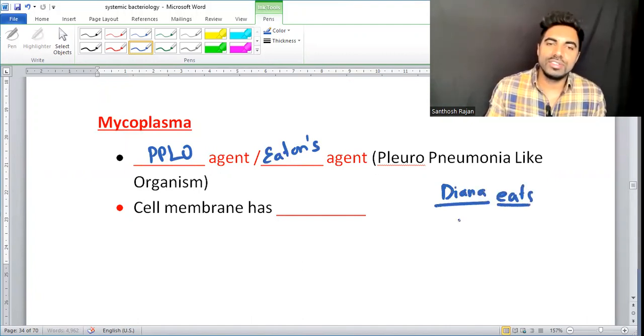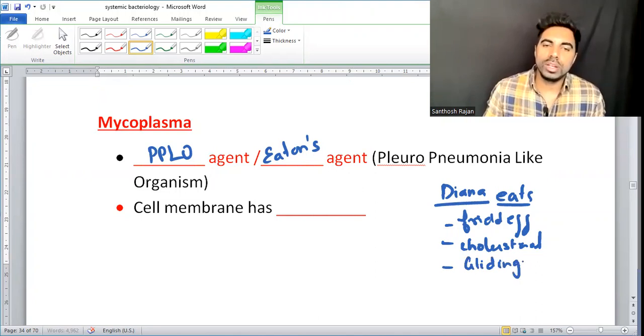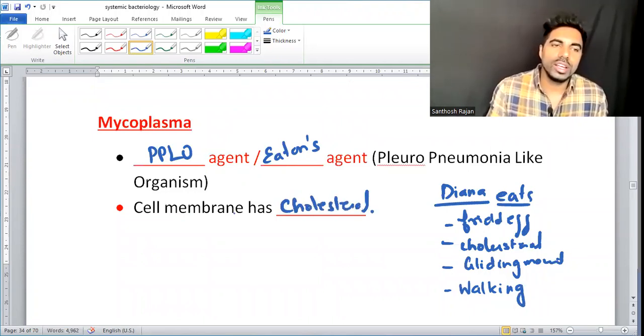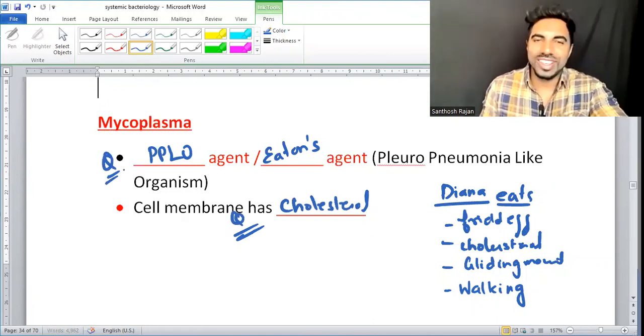Diana eats fried egg. Because of that, her body became full of cholesterol. Take care. Cholesterol became too much. That's why she has a gliding movement. Then she walks to reduce the cholesterol, she walks a lot. Now, next, sir. Cell membrane has what? Cholesterol. Mycoplasma cell membrane has cholesterol. Take care, Diana. This is a repeated question, an easy PC question.